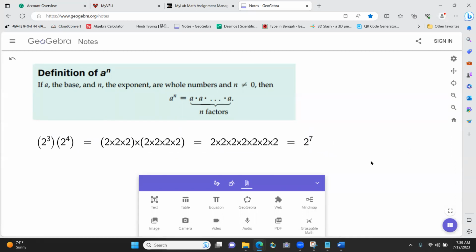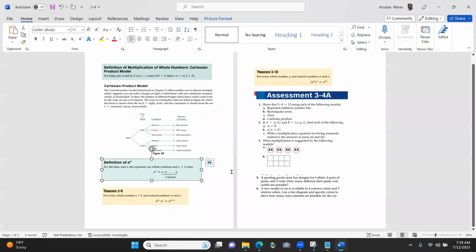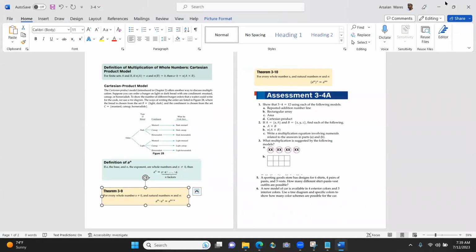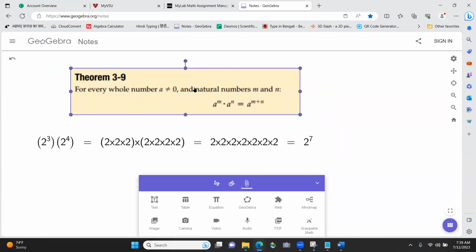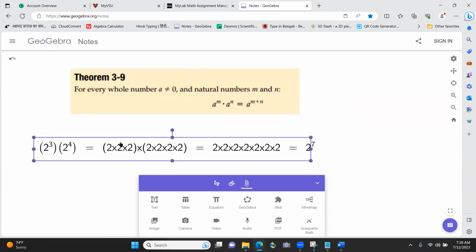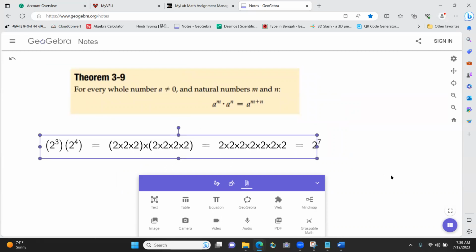Now, look at this, guys. 2 to the power 3 times 2 to the power 4 is 2 to the power 7. What did we learn? We learned that the powers can be added. Well, I'm actually going to the next slide. So let me grab the next slide. So this is what this is trying to say. When you have a whole number power, you can simply add. And this is the explanation why that works.